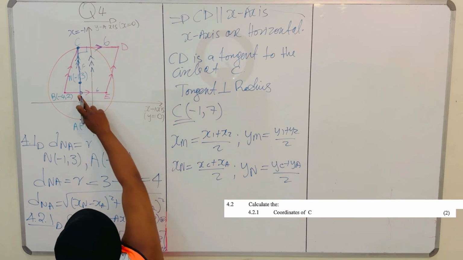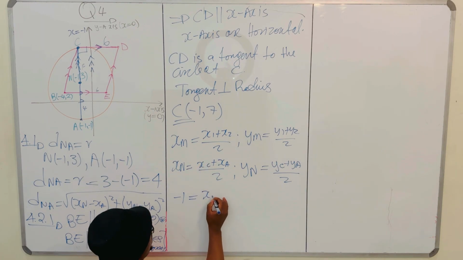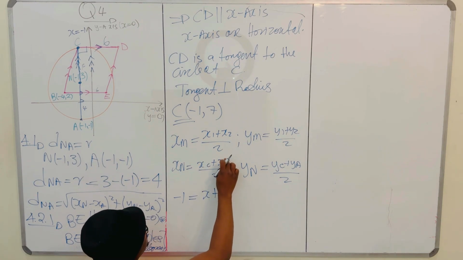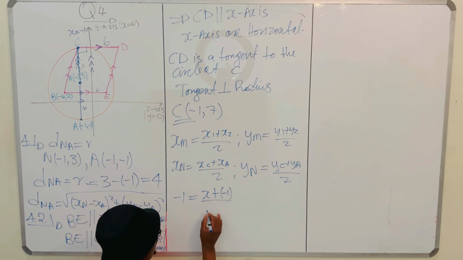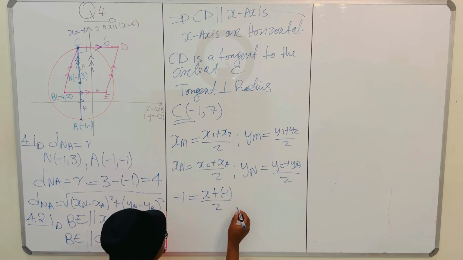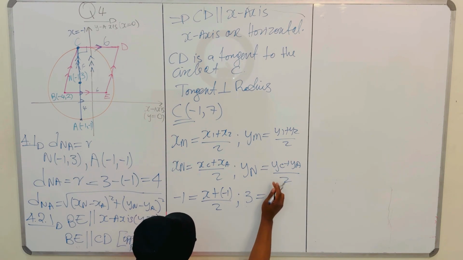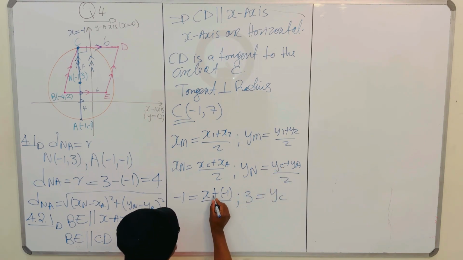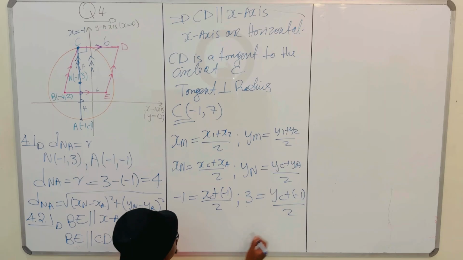So the x coordinate of N is what? The x coordinate of N is equal to -1, so you put a -1. It's equal to the x coordinate of C, which is what you're looking for, plus the x coordinate of A. What is the x coordinate of A? The x coordinate of A is equal to -1, all divided by 2, right? And the y coordinate of N, what is it? It's 3, which is equal to the y coordinate of C, which is what we're looking for, plus the y coordinate of A. What is the y coordinate of A? The y coordinate of A is equal to -1, all divided by 2.